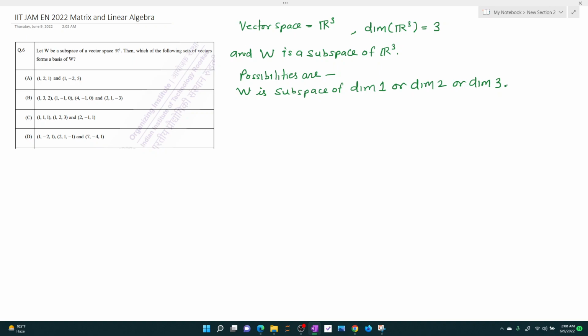So clearly option B cannot be true because it contains four elements, right? And the basis can contain at most three elements. So this is not true, as a basis can contain at most three elements, right? And it will contain three elements when the dimension is 3. So option B is not correct.